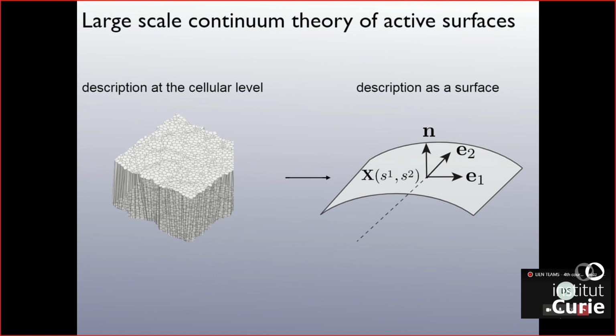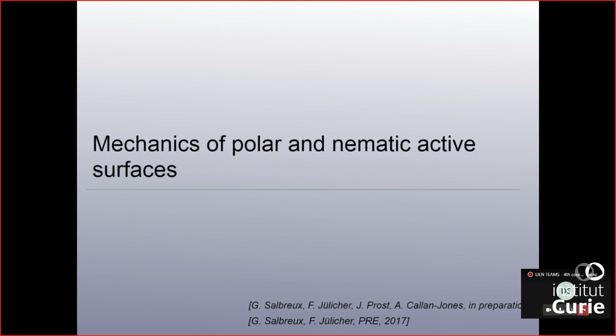Okay, but then we have these simulations, we have these rules, but that doesn't give us a direct understanding of the origin of this behavior, of why. So we see it in the simulation, but that still doesn't tell us why the tumors grow to the outside or the inside. So instead, one can choose to move to a description of the system as a surface. And this is what I'm going to describe now, a theoretical framework to describe the mechanics of polar and nematic active surfaces.